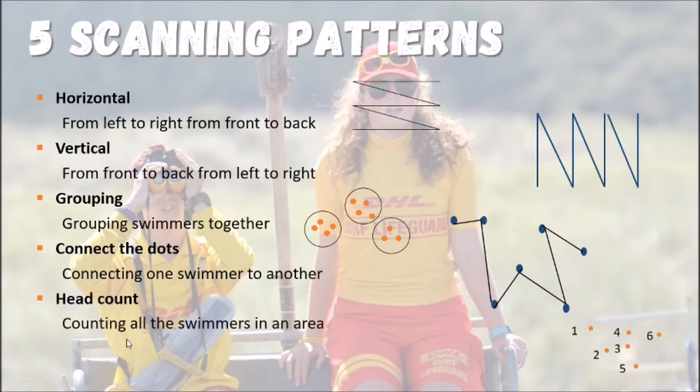Head counts. So counting all the swimmers in an area, and yes, we could go 1, 2, 3, 4, 5, 6, or we can group count them. I find that I'll count in 3s and 2s and 5s. They're generally how I count rather than 1, 2, 3, 4, 5, 6. So I end up grouping people together like this. There's 4 and plus 2 is 6. And that's how I do my head counts. But again, you can do them any way you want. This is really handy for keeping track of everyone on your beach or everyone in your flags.